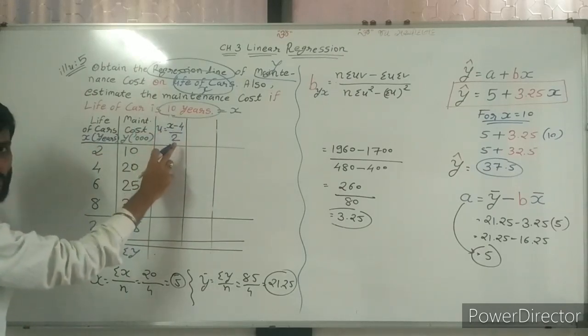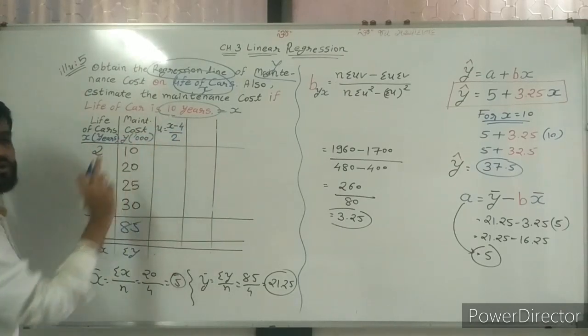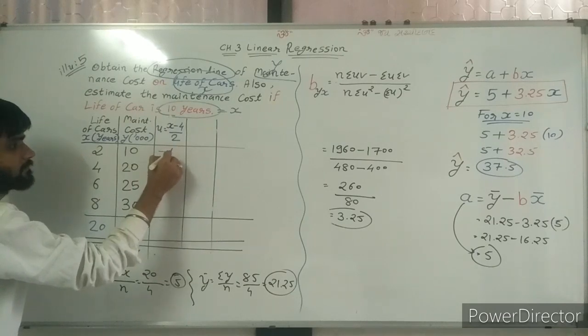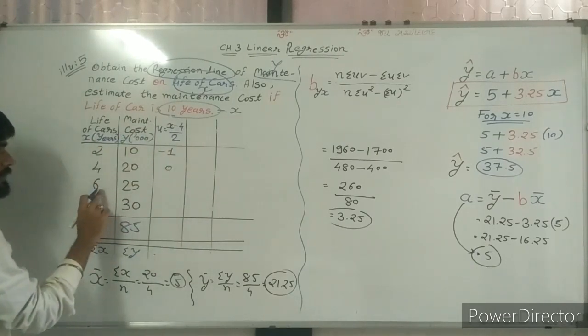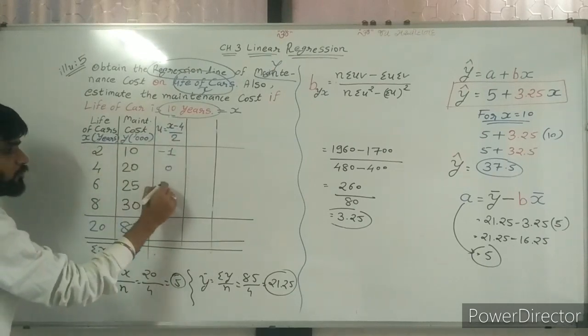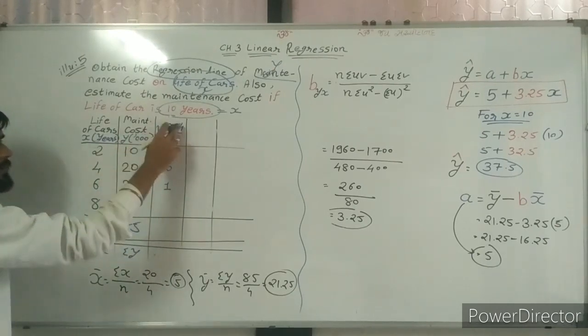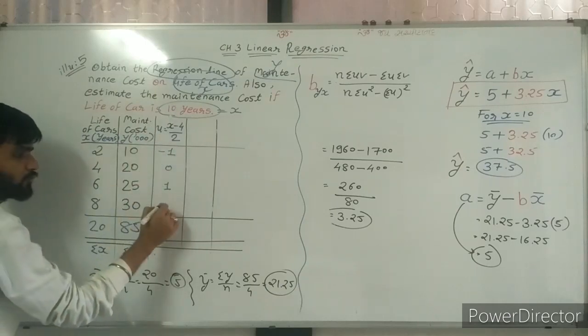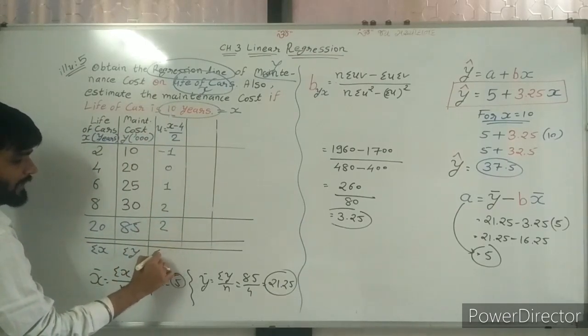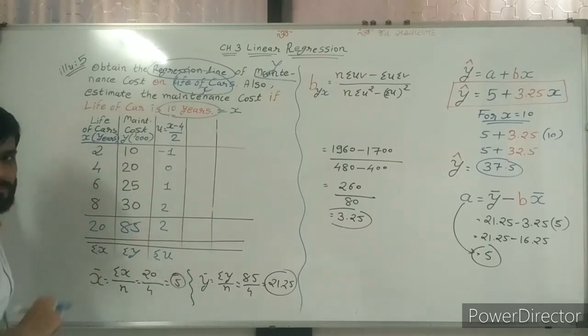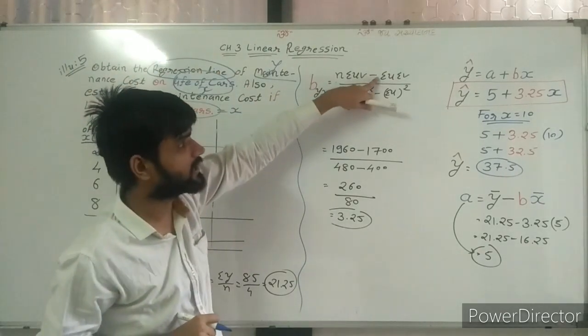2 minus 4, minus 2. Minus 2 divided by 2, minus 1. 4 minus 4, 0, 0 upon 2, 0. 6 minus 4, 2, 2 upon 2, 1. 8 minus 4, 4, 4 upon 2, 2. And the total of this, sir, is 2. Answer: sigma u. Simple. Sir, we need here sigma u.